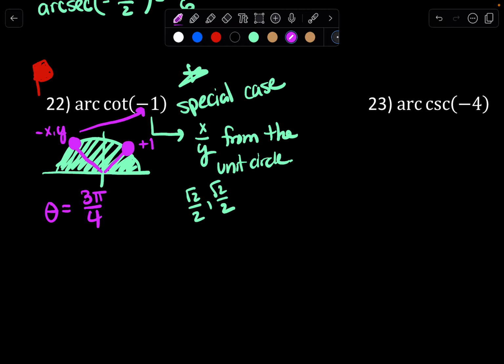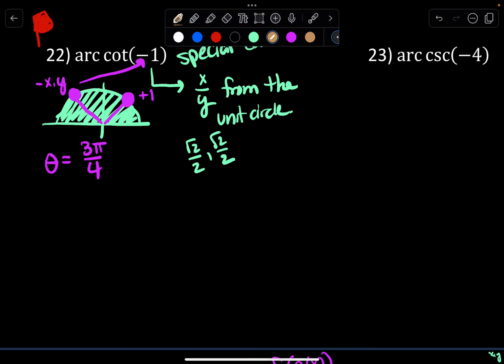But what if we did switch to arc tangent? So let's go ahead and see what that looks like. So I'm going to switch to arc tangent. And if we reciprocate it, it's still going to be negative 1. Okay. Now here's the issue. Arc tangent exists in quadrants 1 and 4.